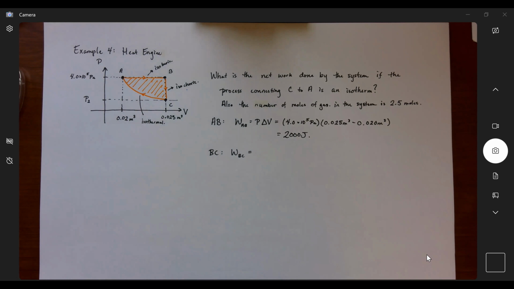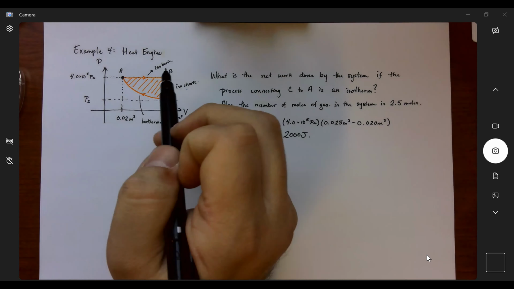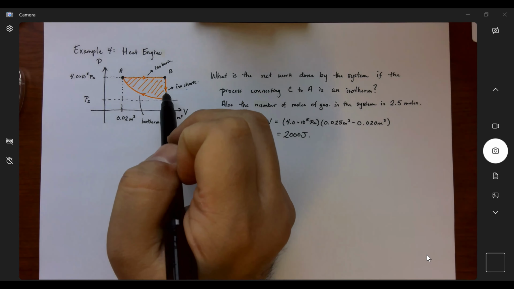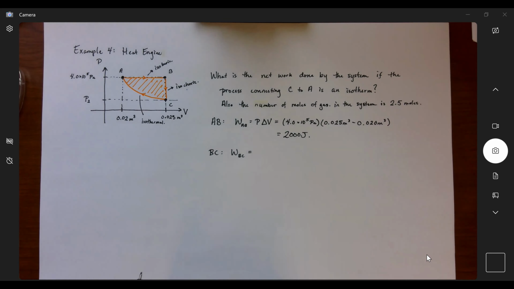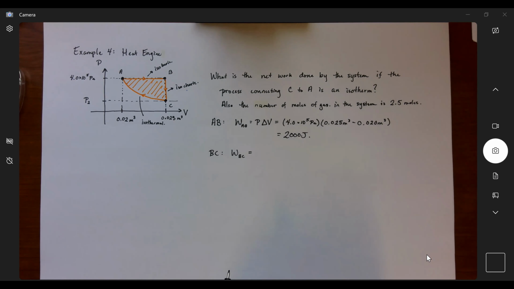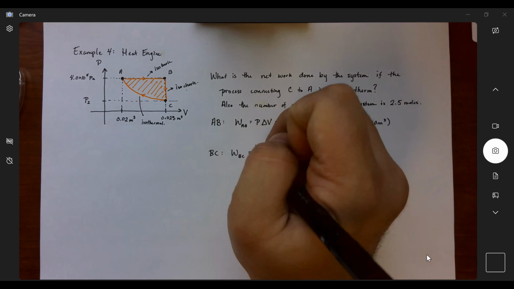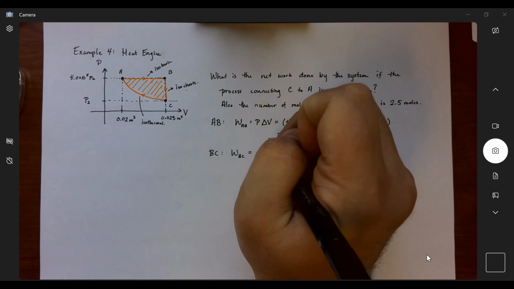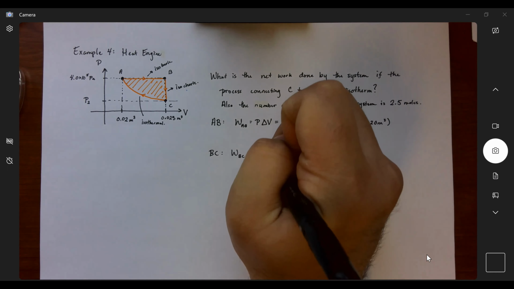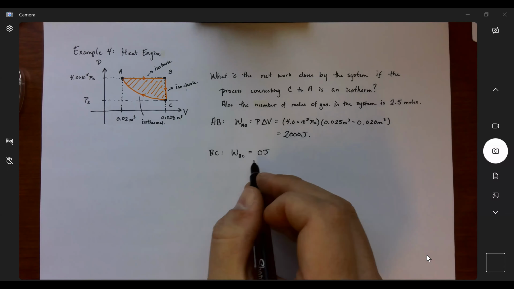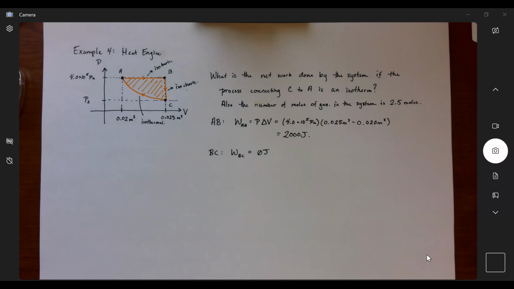Would it be the volume times the change in pressure? Not quite. Remember that the work is the area under the curve, and for a straight line that goes straight up, what would be the area under that? It's still defined as this. Zero? It's 0. So for an isochoric or isovolumetric process, it's going to be 0 joules of work being done.